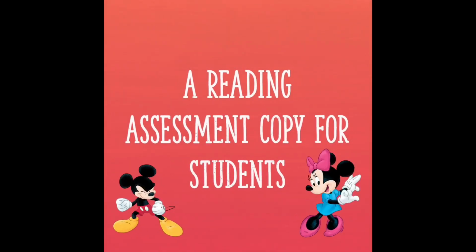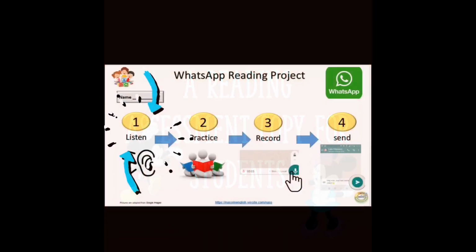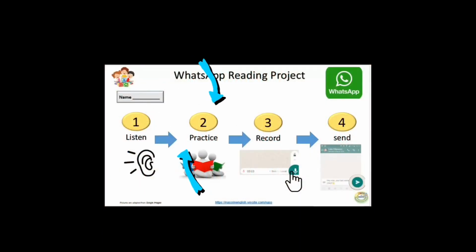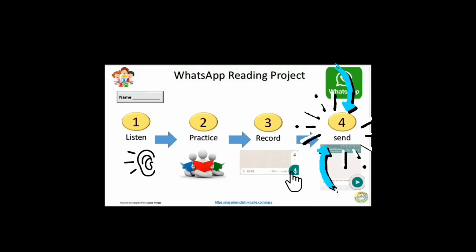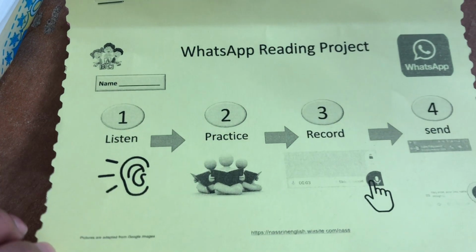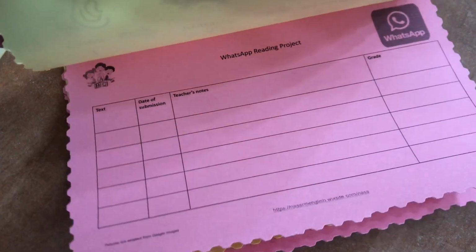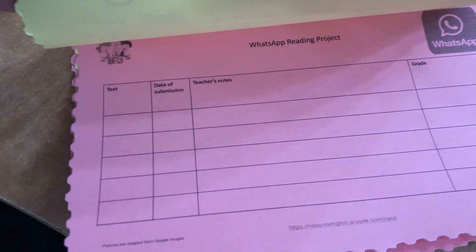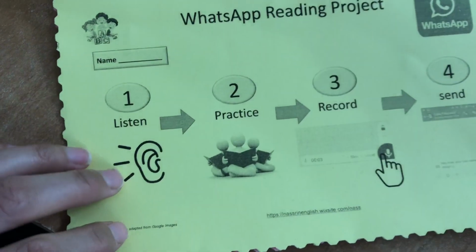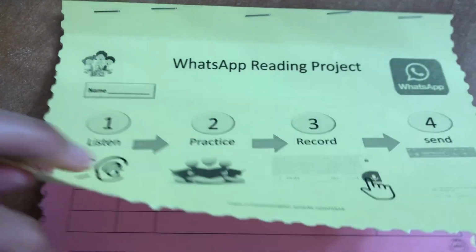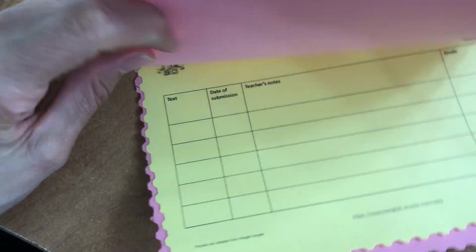I'm also sharing a reading assessment copy for your students as well. And as you could see, it's a very good reference for your students to overlook the process and stages to submit the reading task through WhatsApp. This is basically filled out by your own students, where they have to write their name, the name of the text, and date of submission and so on. And then they could approach you as a teacher and ask you to give them their evaluation or final grade.